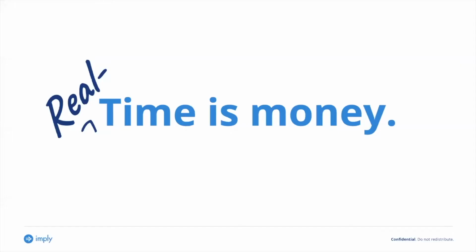Now, let's start with time. Everyone knows time is money, but what about real time? Real time is where you can make a decision faster or provide a better quality of service to your customer, whether it's internal or external. And that's what we mean here by real time is money.